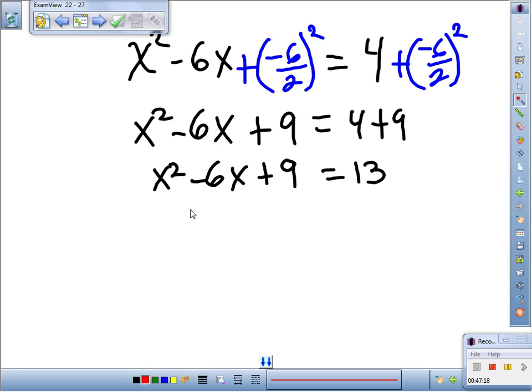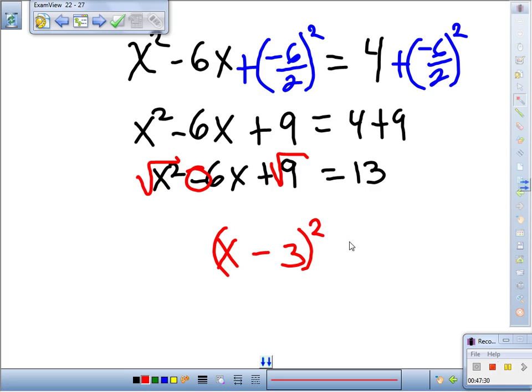Factor. We're going to use the shortcut, right? Square root of the first, x. Square root of the last, 3. What's the sign of the middle? Minus, and this is squared equals 13. What do you do from there?